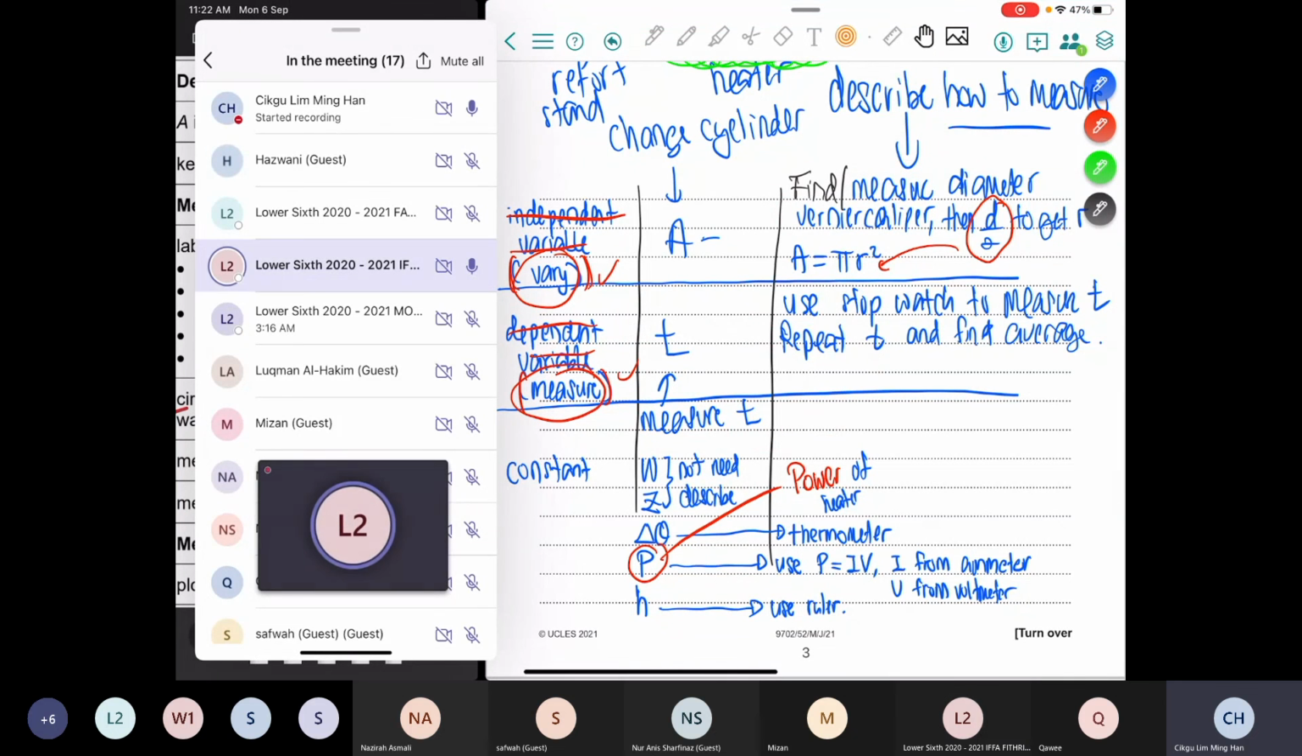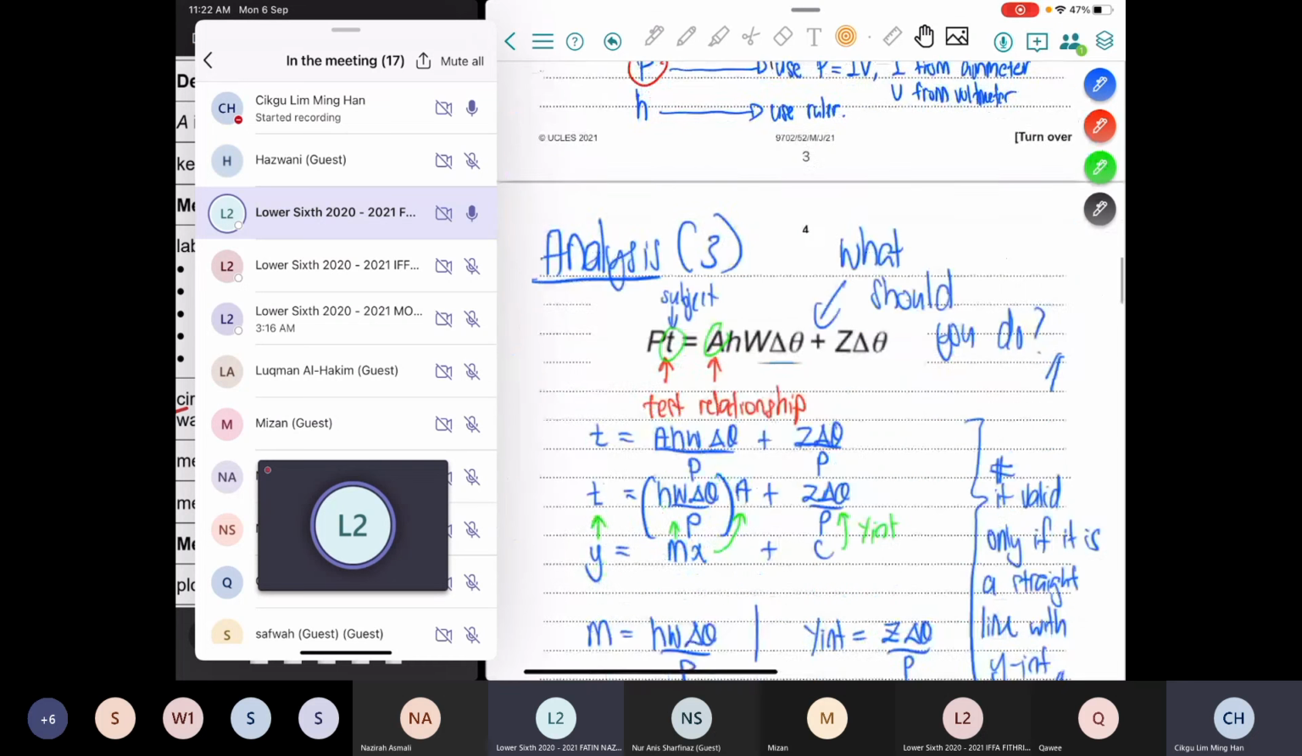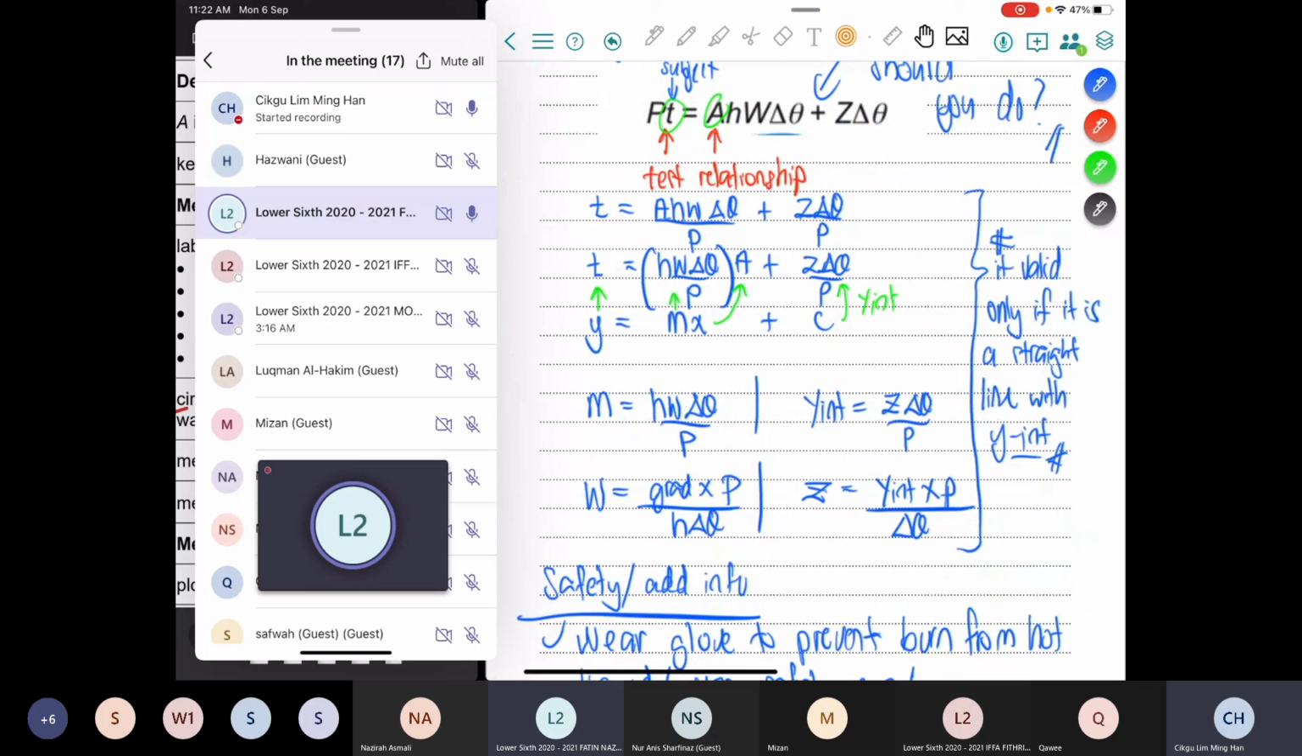Fatin. Okay. Nazia? About the statement that the relationship is valid only if it is a straight line. In some of the questions I did, it must pass through the origin. When do we say it passes through the origin? If there is no y-intercept. If there is a y-intercept, you have to say it passes through the y-intercept. If there is no y-intercept, it passes through the origin.